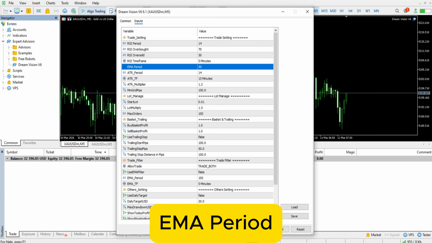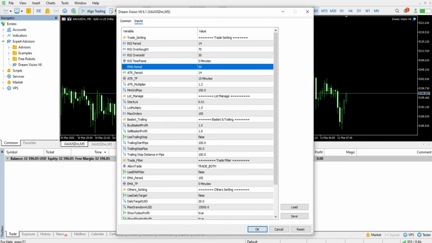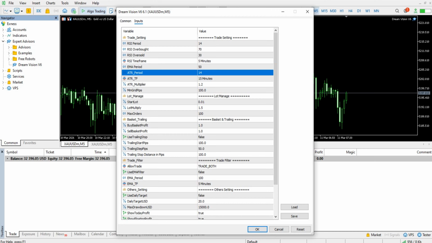EMA period. The exponential moving average helps identify the general direction of the market trend. It acts as a dynamic guide to understand market movement.